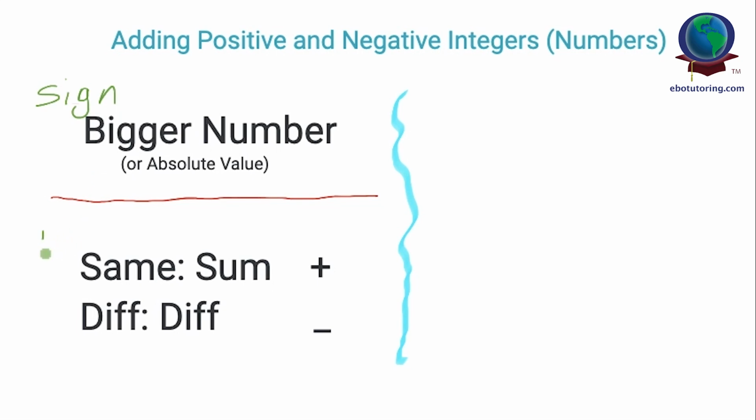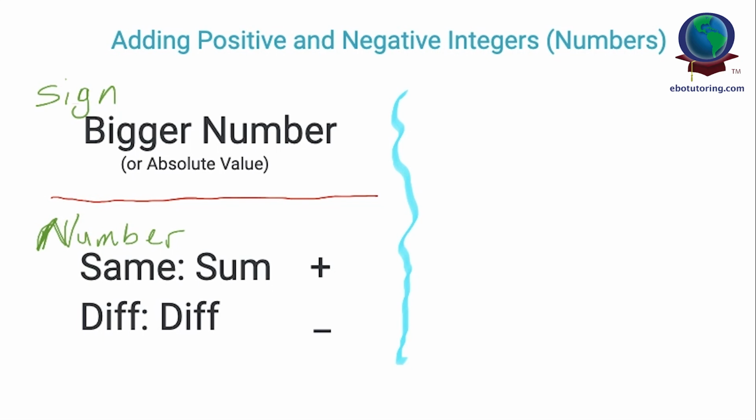The second part is making sure you get the number part of the answer right. Sorry for my handwriting here. The number part of the answer, as in, is it 2, 3, 4, 5, 6, 7, a million? You get the number part right. So again, the first part is to get the sign right, the bigger number part. And then the second part is same sum, different difference, the number part.